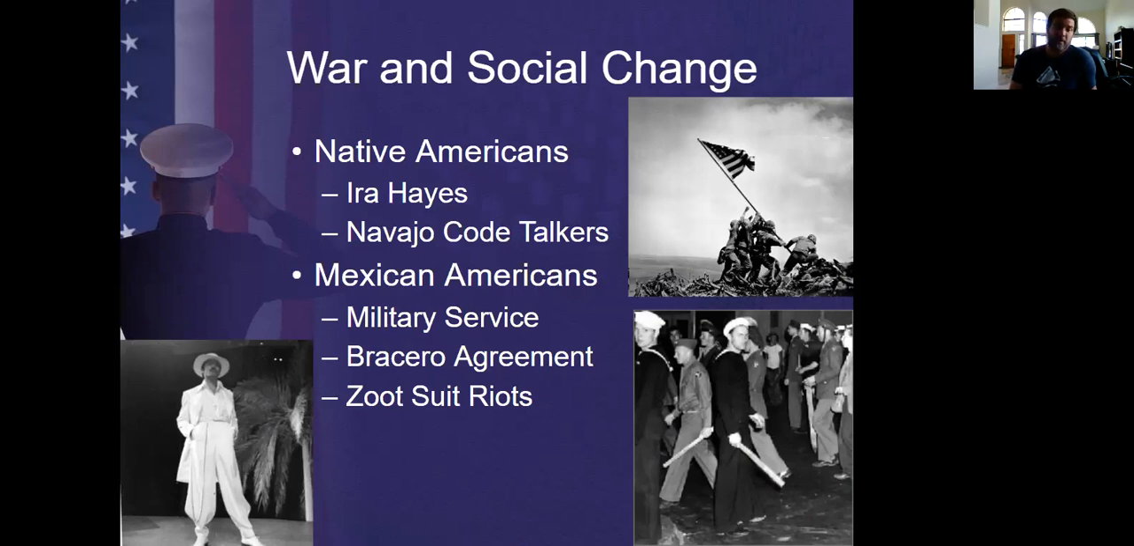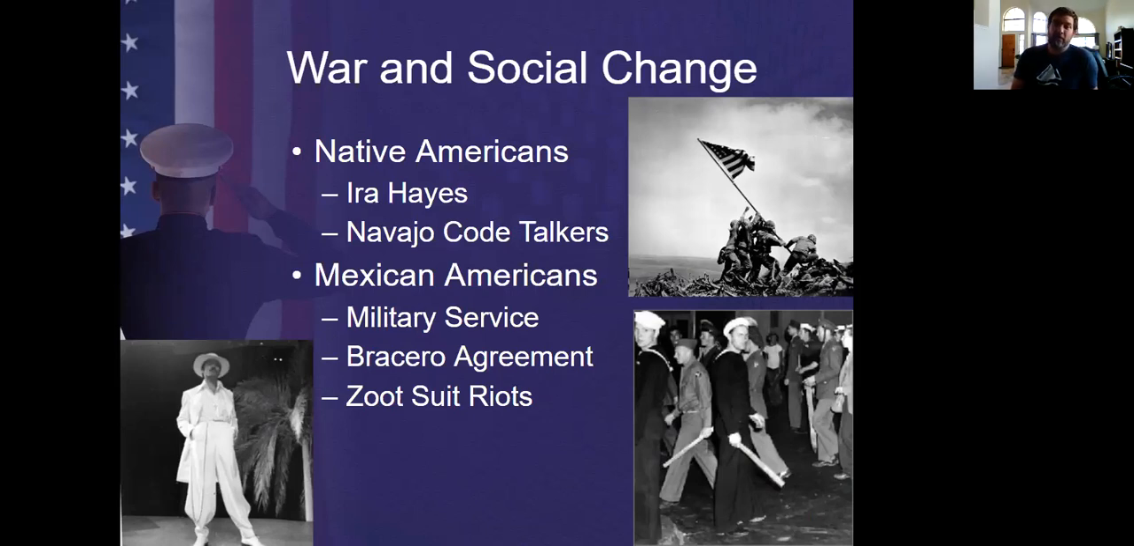You also had the Bracero Agreement, which brought in contract workers, many of whom, by the way, had been brought in before and then deported during the Great Depression. And now, once again, the need for labor is high. And so the United States is bringing in contract workers in order to fill the need for labor, which was sorely needed during this time.